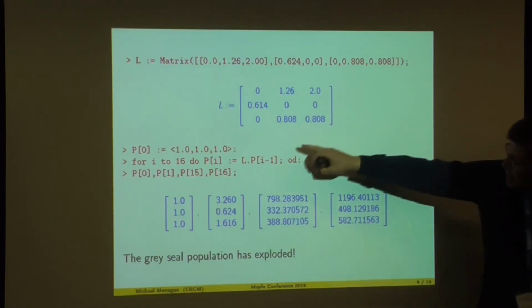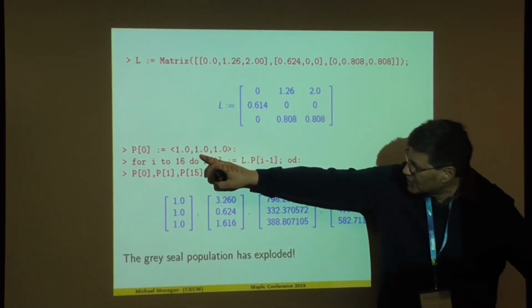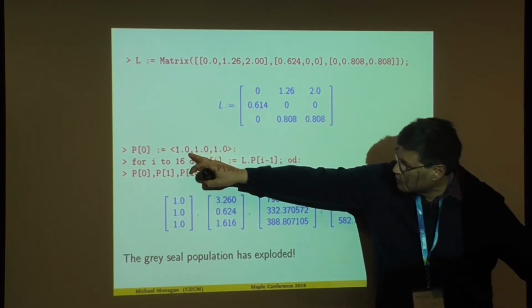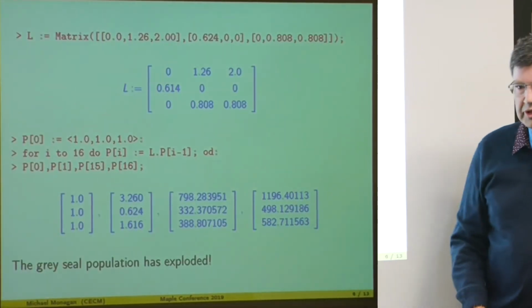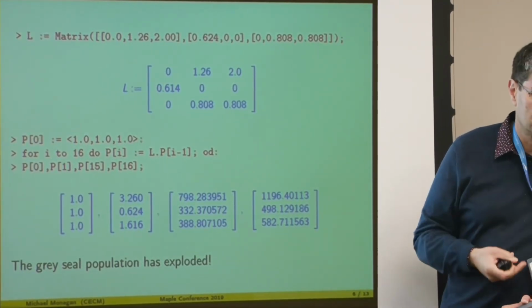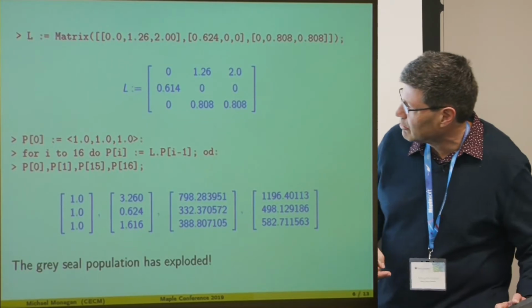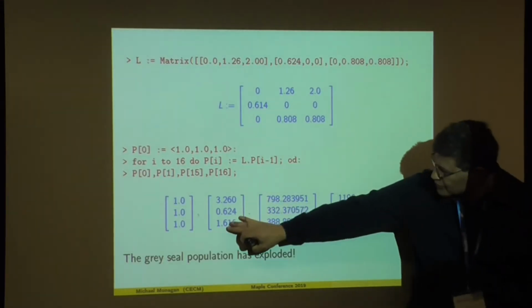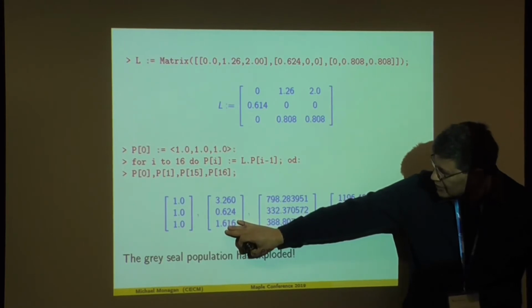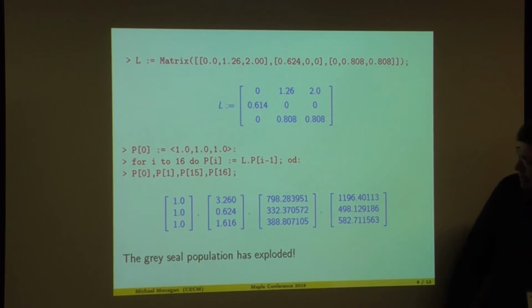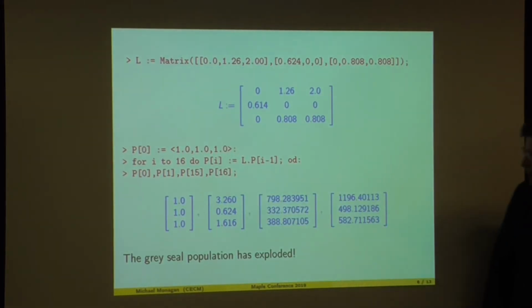Here's my matrix. I'm going to start with a population vector with 1, 1, 1, so the number of seals in each age group is the same, 100 or 1001, 1 unit. And we're going to multiply the matrix times the vector. I get the students to do the first multiplication by hand. In Maple, this is trivial. So I do 16 steps.